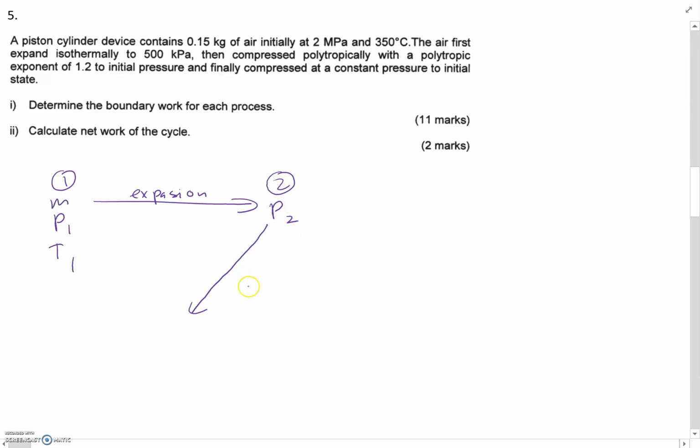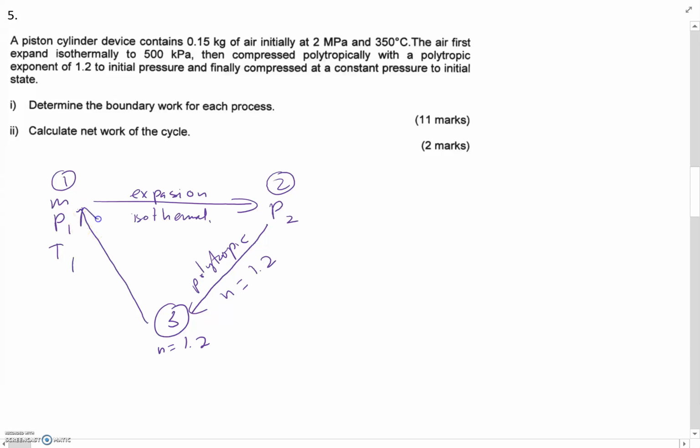The air first expands isothermally to 500 kilopascal. This is isothermal. Then compresses polytropically, so this is polytropic, with a polytropic exponent n equals 1.2, to the initial pressure. So this is state number 3. What is your initial pressure? Initial is number 1.